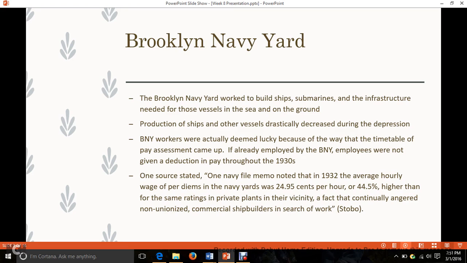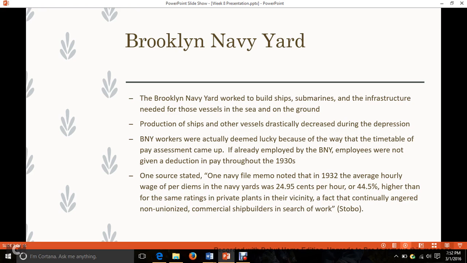So the Brooklyn Navy Yard worked to build ships and submarines and the infrastructure needed for those vessels in the sea and on the ground. So we think Navy Yard and we think huge ships, and that's all they worked on, but they also did submarines, and the infrastructure. So you have the boards and the electrical element in a ship, but also how do you communicate with that ship once they are out to sea, so that home-based stuff as well. And they also employed civilians and Navy officers to do the work.